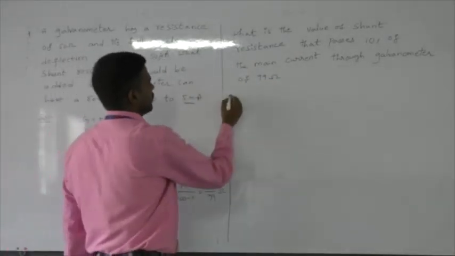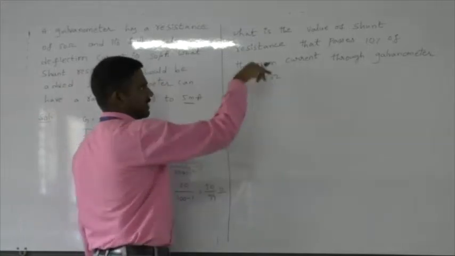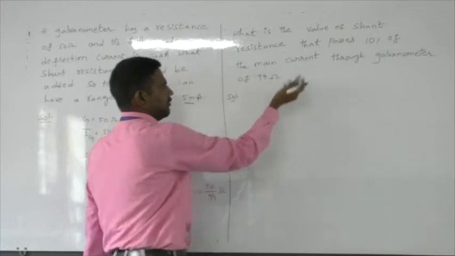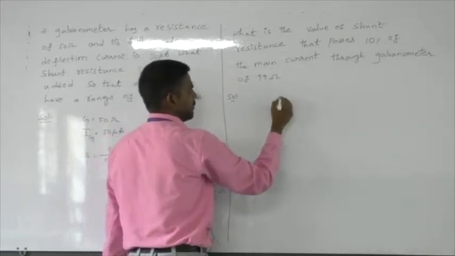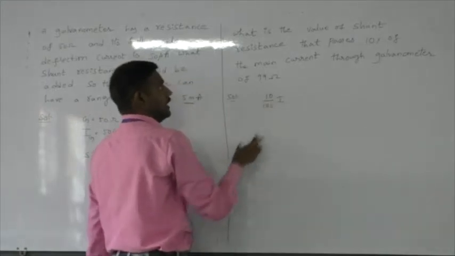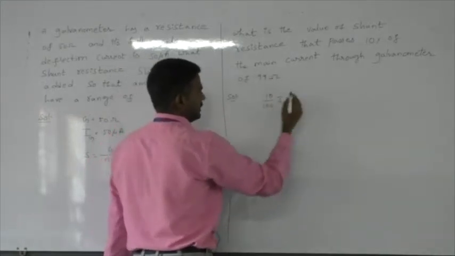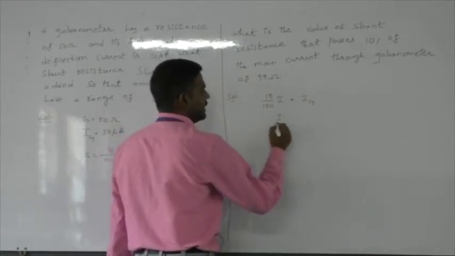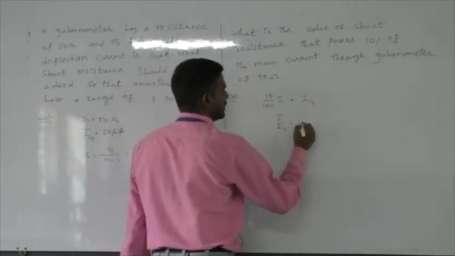Let us try to solve this one. Here they have asked what is the shunt resistance that has to be connected so that 10% of the main current passes through the galvanometer. What is the meaning of main current? I. 10% of main current means 10 by 100 of I, that must pass through the galvanometer. This is nothing but Ig. From here what we can say? I divided by Ig is nothing but 10.